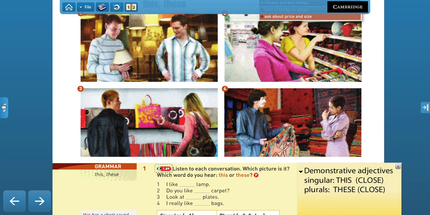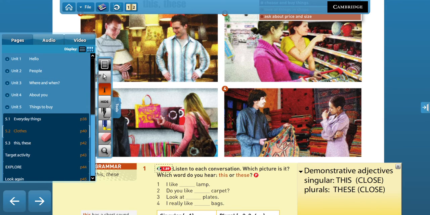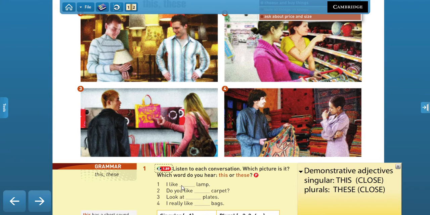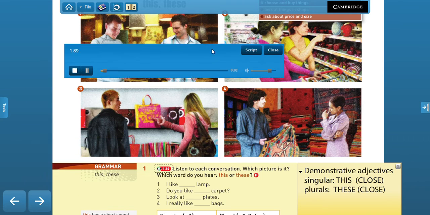So, looking at the chart, I'm going to leave it there, right? Try to complete this with what you hear. Now, I know pronunciation is very difficult, but you can guide yourself using the singular or plural rule as well. All right, let's listen. Track 89.